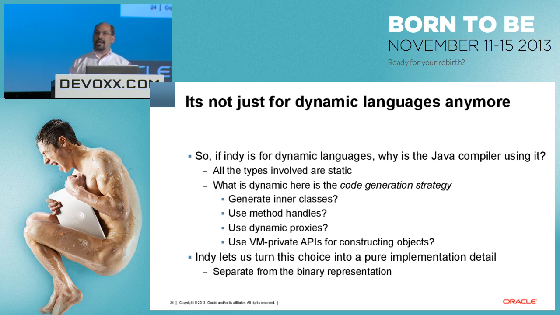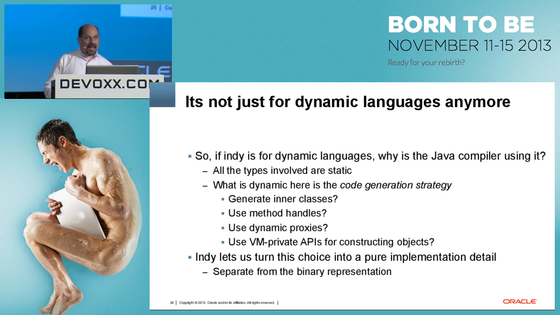The binary representation in the class file doesn't change, but the implementation strategy in the VM could be different from one version of the VM to the next, could be different from Monday to Tuesday, could be different across our VM versus IBM's VM, for example. Okay, so this is a pretty powerful trick.